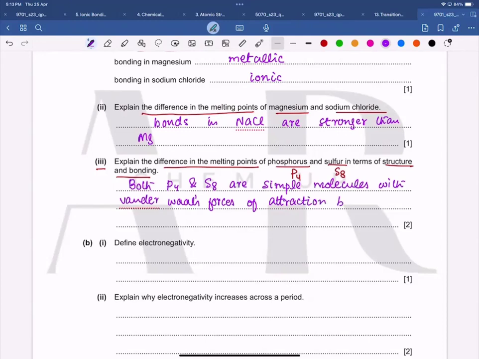Attraction between the molecules. S8 has more electrons, hence stronger van der Waals forces or stronger instantaneous dipole forces.